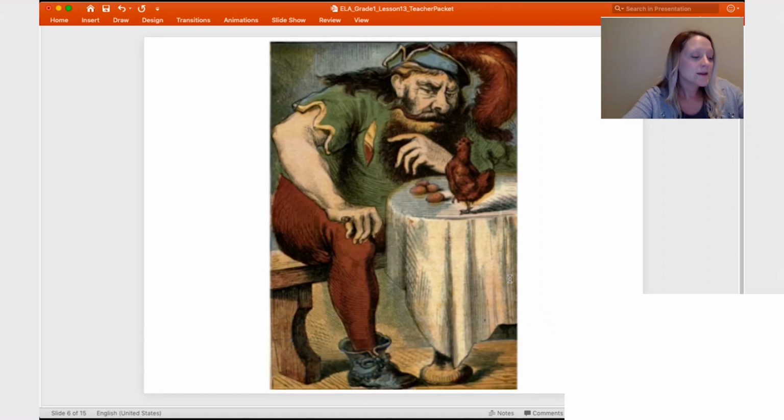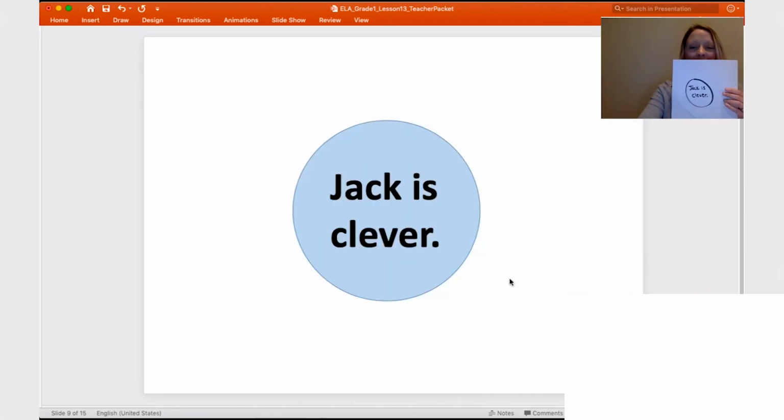Now, I want you to get out one of your pieces of paper. And in the middle of your paper, I want you to go ahead and draw a circle. And in the side of the circle, we're going to write a sentence, okay? And we are going to write, Jack is clever. That means smart. Wonderful job.